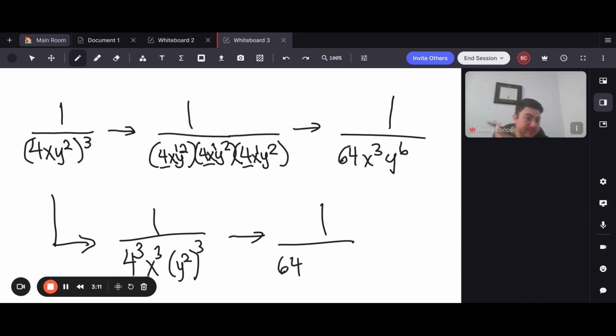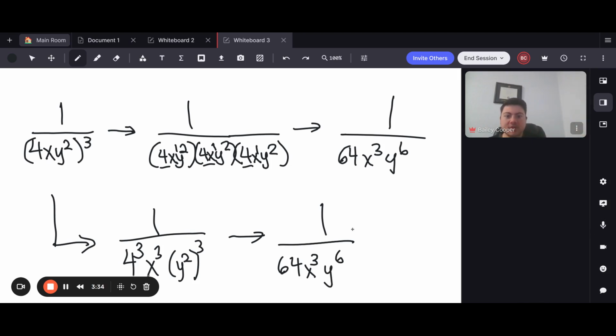X to the third, no way to simplify that. That's just x to the third. We don't know what x is. And then y squared to the third. The exponent rule for if you have an exponent to an exponent, so in this case, y squared to the third, is that you multiply the exponents. So this would be y to the 2 times 3, which would be y to the sixth.